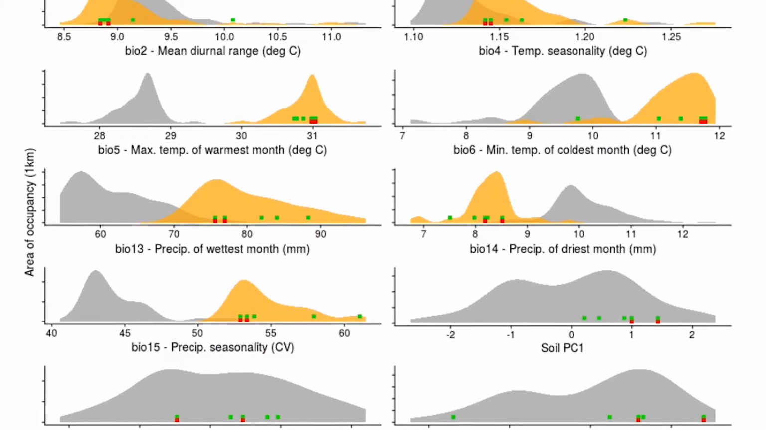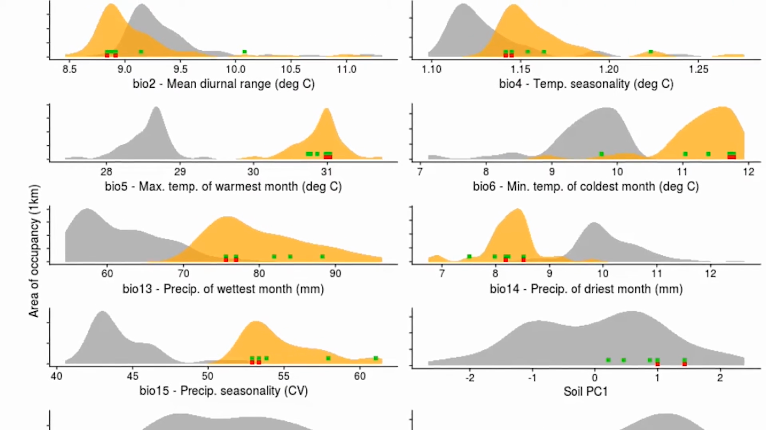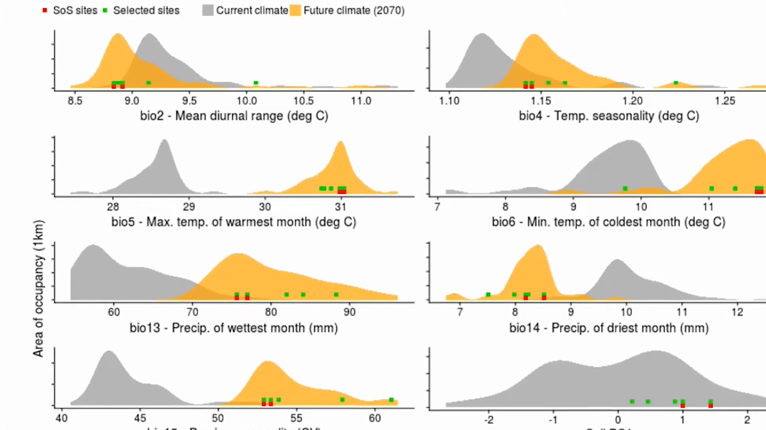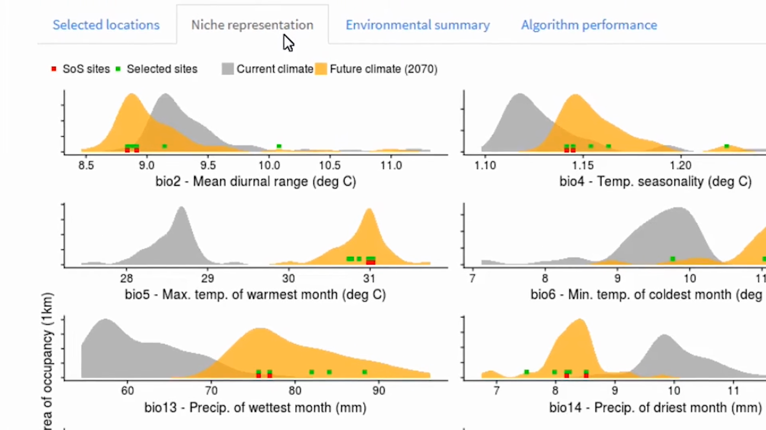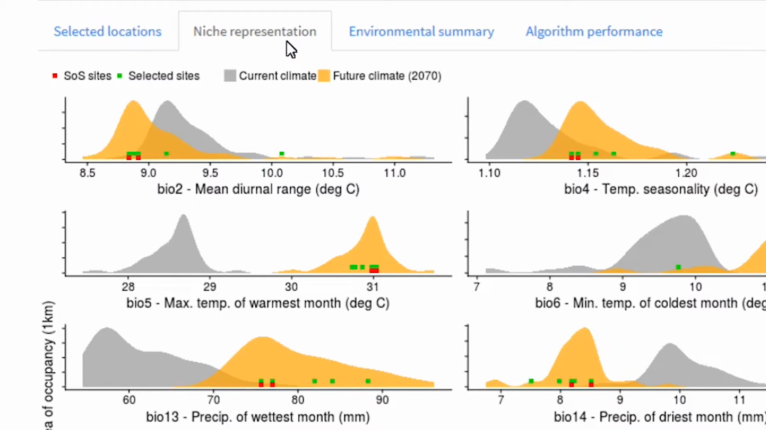The red squares show the predicted climate for SOS management sites in 2070, and the green squares show the predicted climate for locations selected by the algorithm. Where markers do not overlap with the current grid distribution, those sites are likely to be climate unsuitable in 2070.